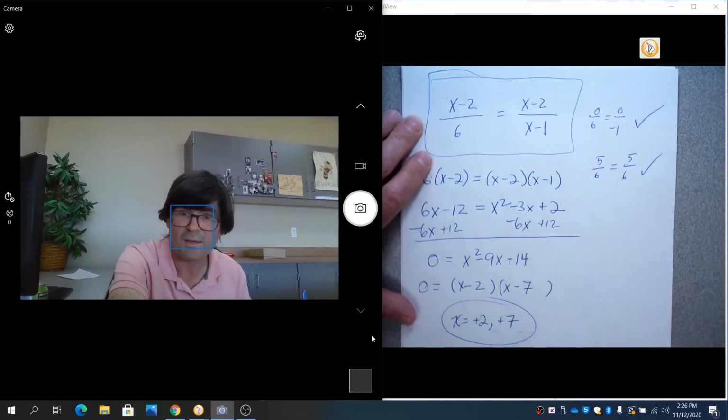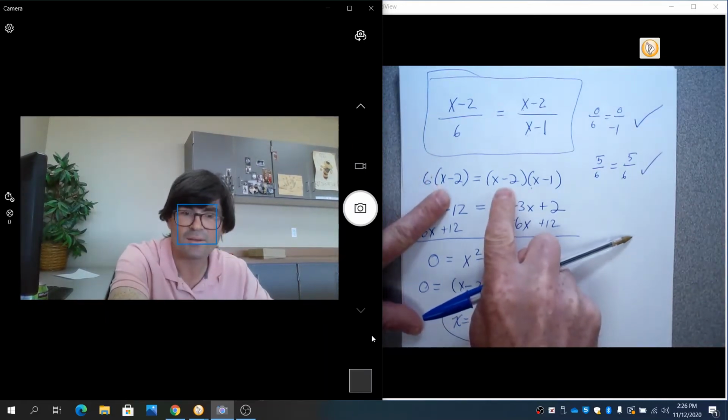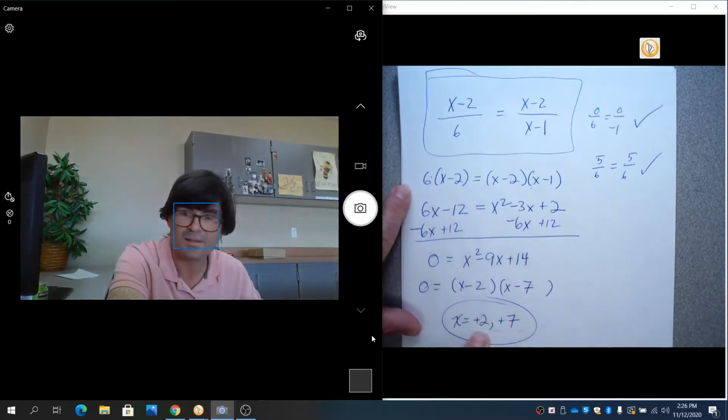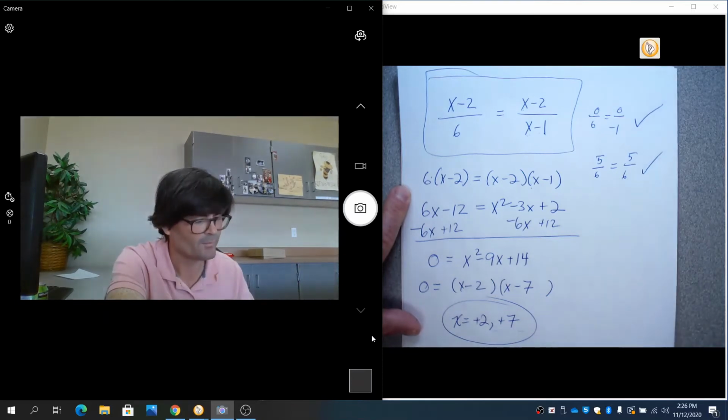So obviously there are two answers here. Again, if I had divided out the x minus 2, getting a little too anxious, I would have lost that answer. This one has two correct answers. So you never want to divide anything with an x out until you're all the way done. Let's try some more.